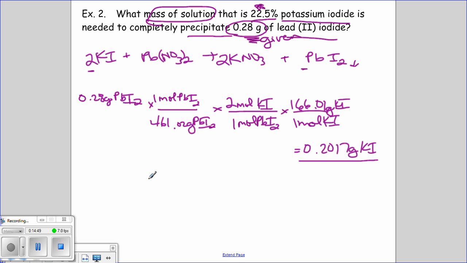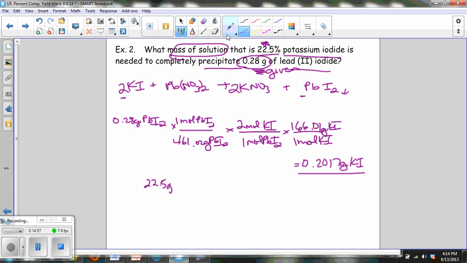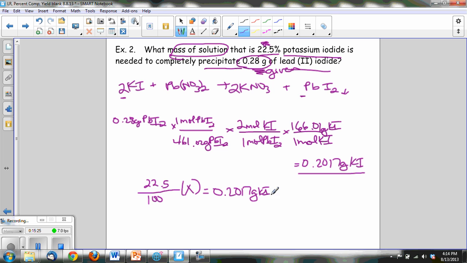in terms of mass? So here's kind of how I set it up. 22.5, I'm not going to put grams there. Let me get my eraser. 22.5, I'm just going to make a ratio, over 100. That's the 0.225 is going to be the percent, times some value that I need of that solution is going to give me 0.2017 grams of potassium iodide. Okay, this is my question. This is the mass of solution that I need.